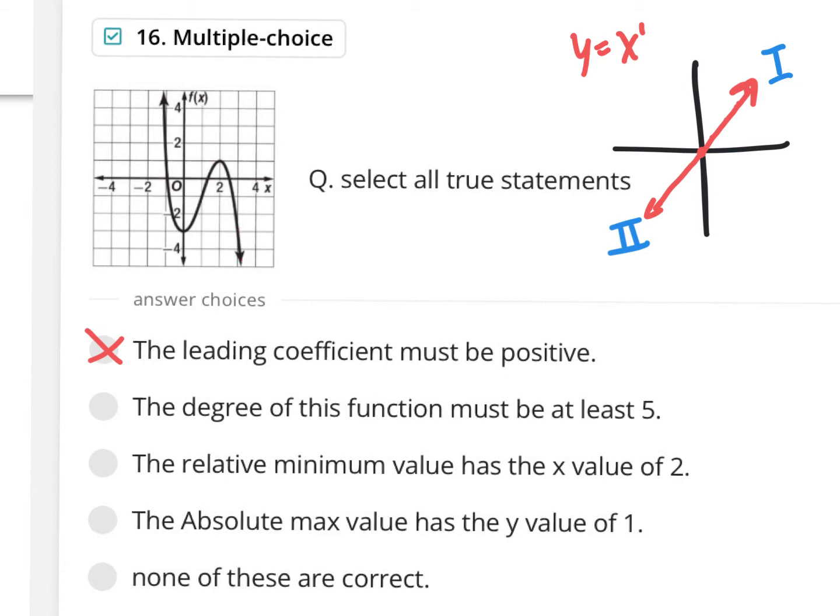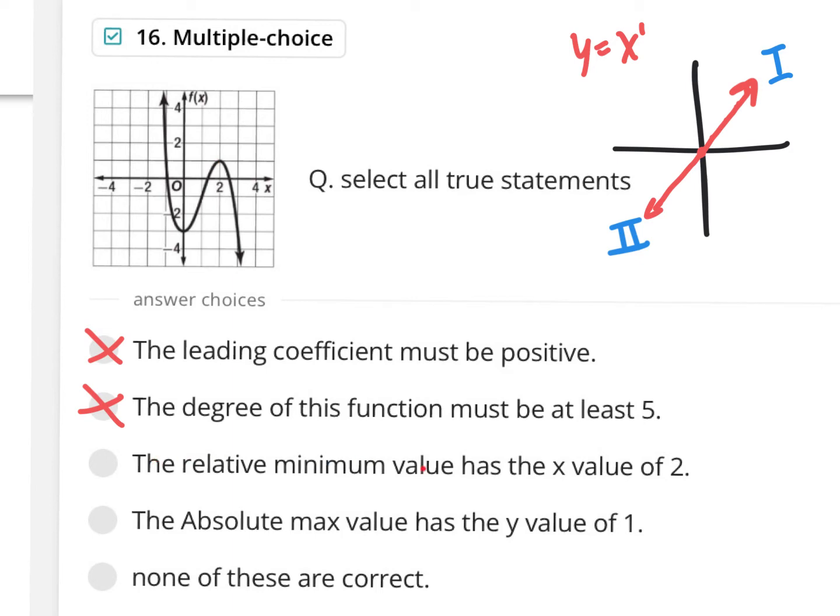It must be at least 3. So be careful with the wording. As it is right now, that's not true. The degree of this function must be at least 3, not 5. But let's say I reworded this and I said the degree of this function could be 5, without the word least. The degree of this function could be 5. That is a true statement. But it says it must be at least 5. That's false. The number of directions tells you the least degree that it could be. It's going in 1 direction, 2 directions, 3 directions. So it has to be at least 3, a degree of 3.